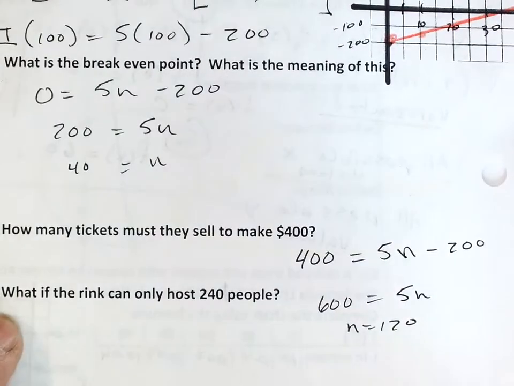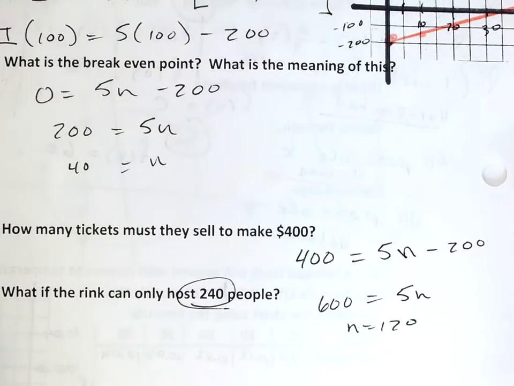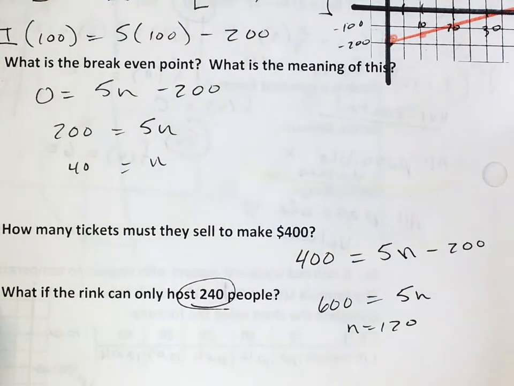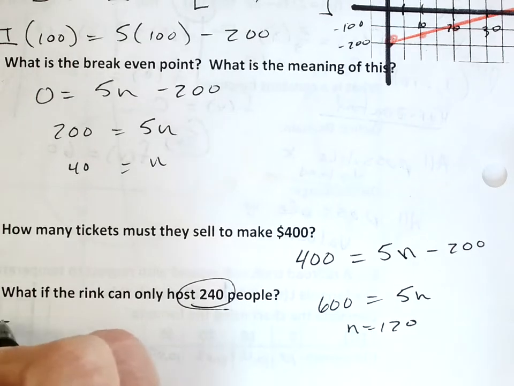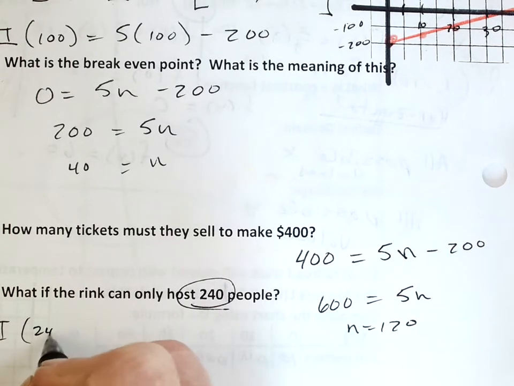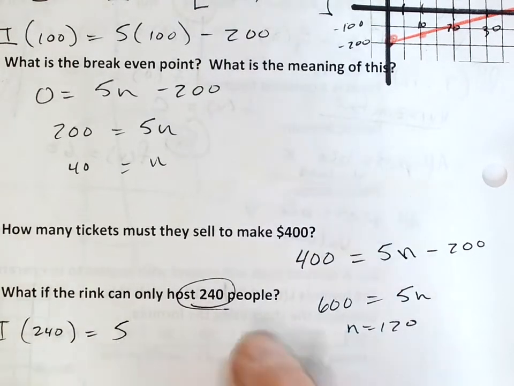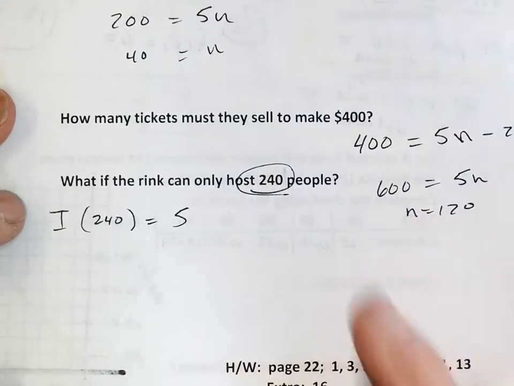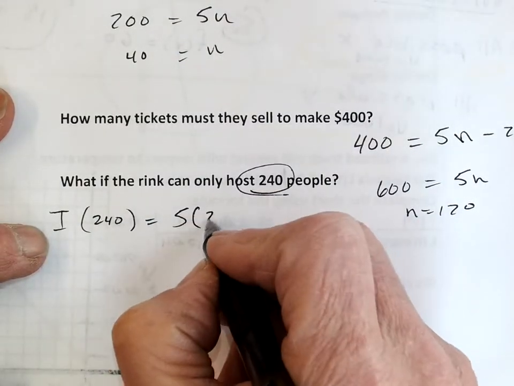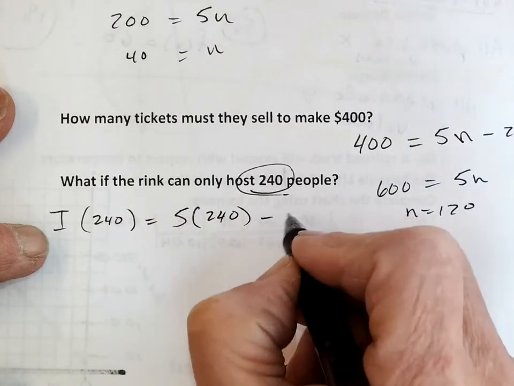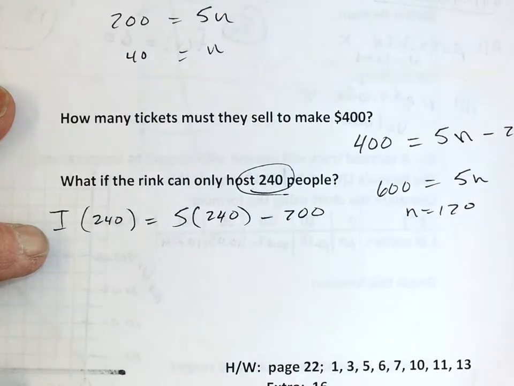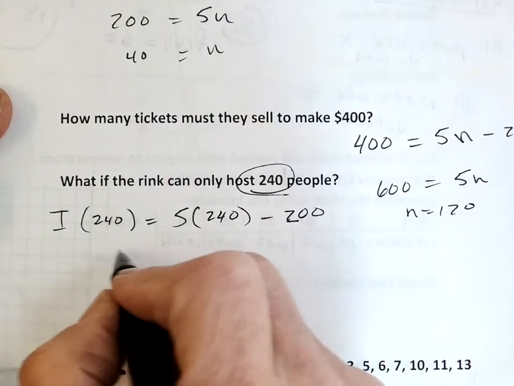Now, what if the rink could hold only 240 people, right? So if the rink could only hold 240 people, we just plug in the 240. Let's see what this means. Five times 240 minus 200. That's a 200. We'd make $1,000.